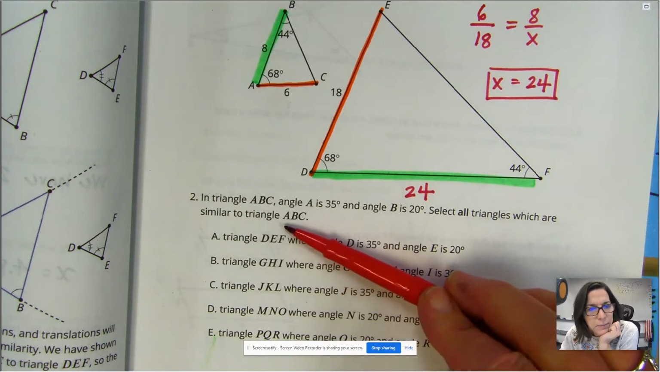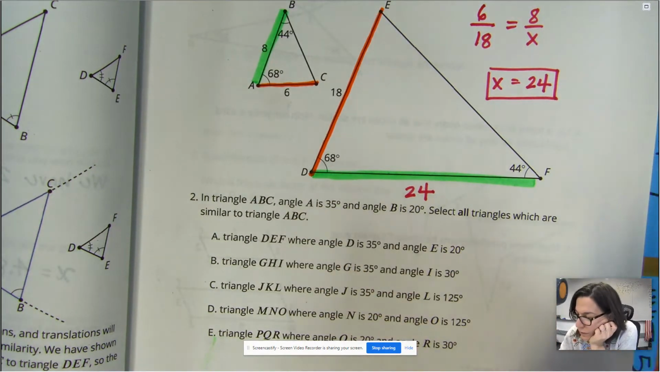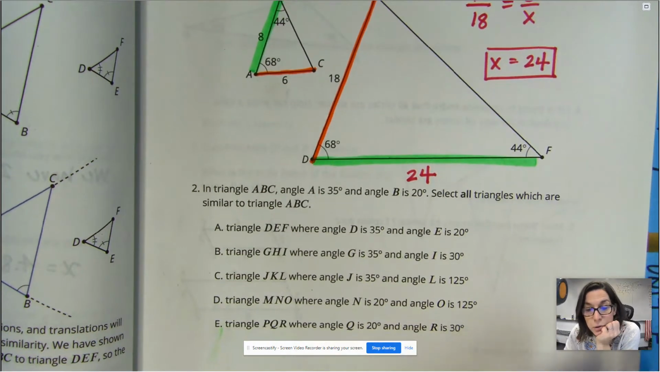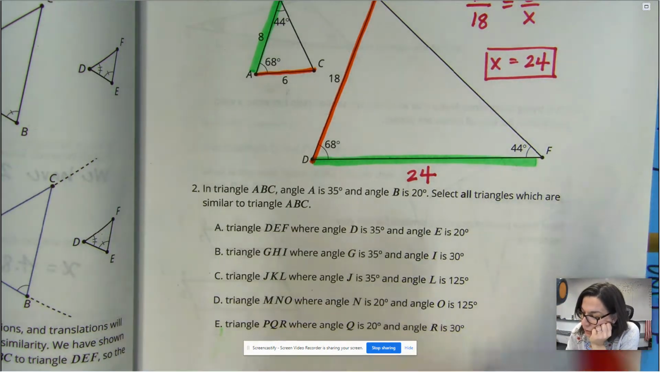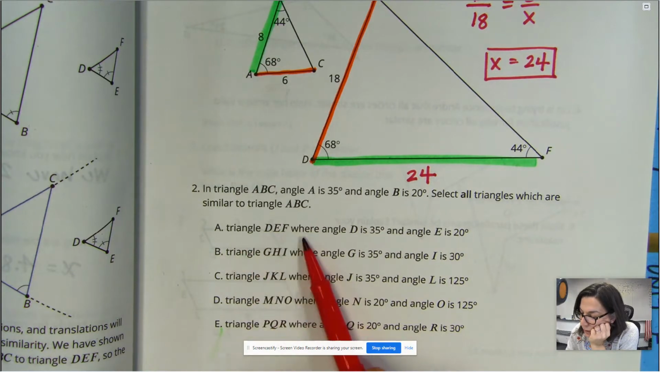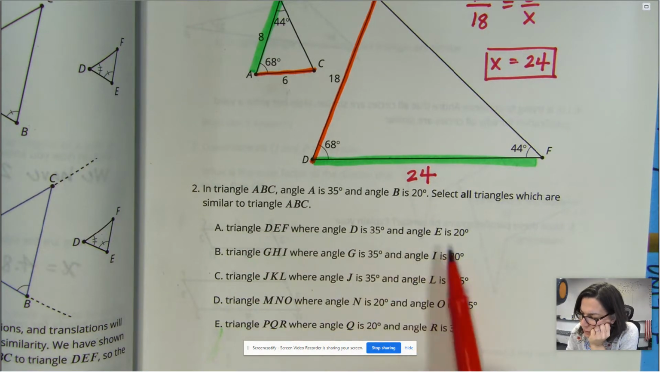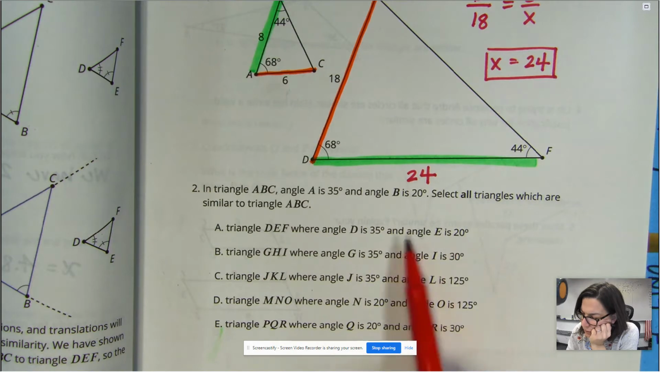Okay, in triangle ABC, angle A is 35 and angle B is 20. Select all triangles which are similar. So we need at least two angles to match by the angle similarity theorem, triangle similarity theorem. So triangle DEF, where angle D is 35 and E is 20. Yes, two match. We're good.